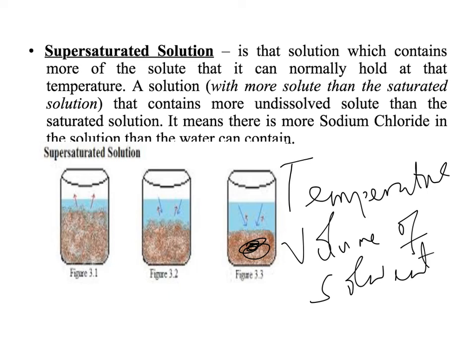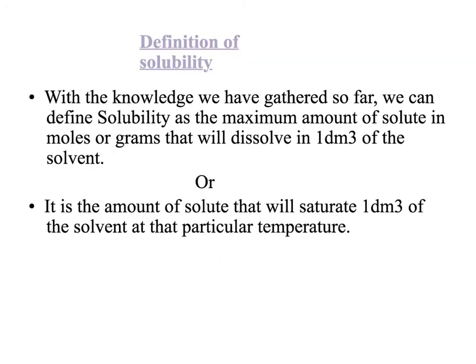So that's the basic definition of a saturated solution and an unsaturated solution. With this knowledge, we define solubility as the maximum amount of solute in moles or grams that will dissolve in 1 dm cube of a solvent. It is the amount of solute that will saturate 1 dm cube of the solvent at that particular temperature.